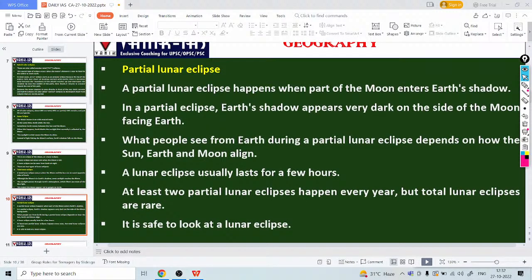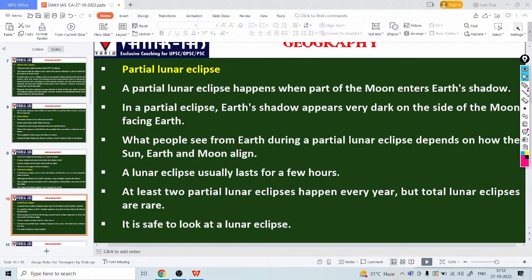In a partial lunar eclipse, a part of the moon enters Earth's shadow. In a partial eclipse, Earth's shadow appears very dark on the side of the moon facing the Earth. What people see from Earth during a partial lunar eclipse depends on how the Sun, Earth, and the Moon align. A lunar eclipse usually lasts for a few hours. At least two partial lunar eclipses happen every year, but total lunar eclipses are rare.